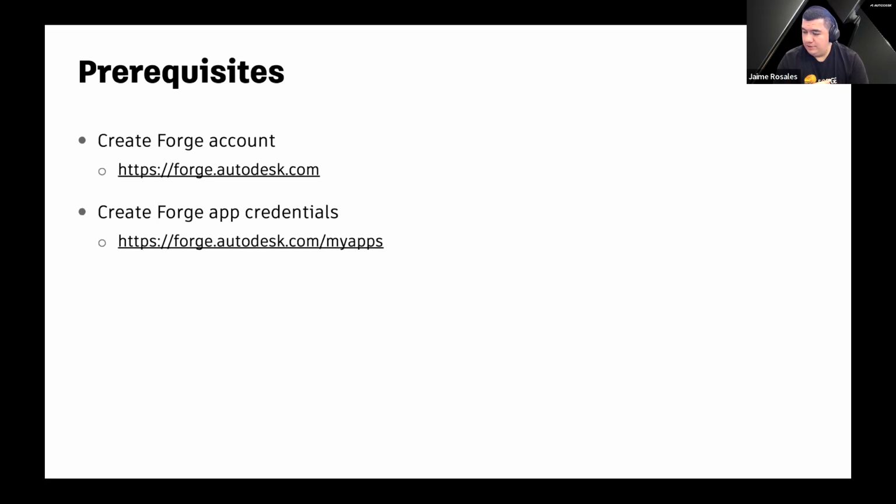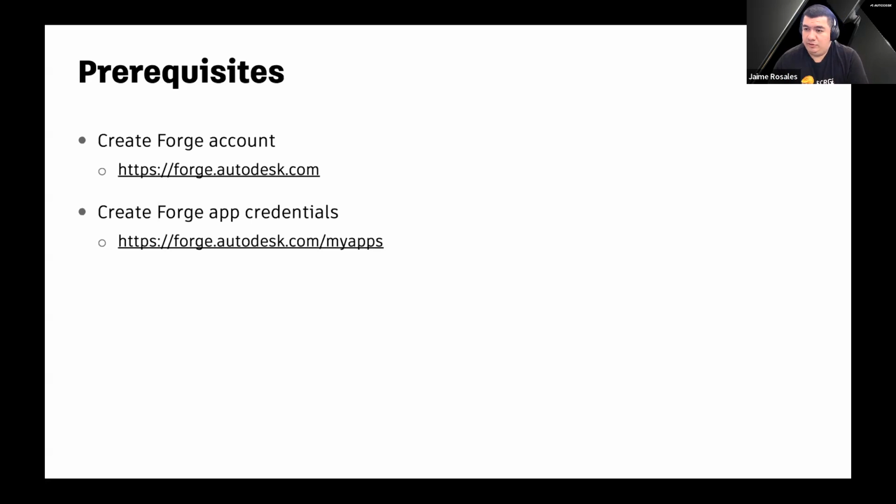And then once we have that Forge account, we're going to go ahead and create the Forge application. All right. So this Forge application will give us the credentials: Forge client ID, Forge client secret, and a callback URL as well, in order for us to be able to interact with the server that we're going to be creating. So that's going to be one of the prerequisites.